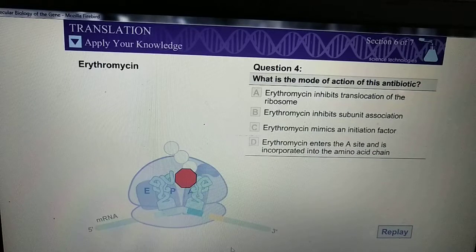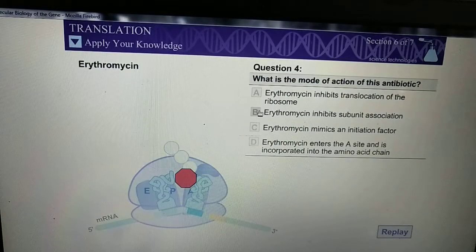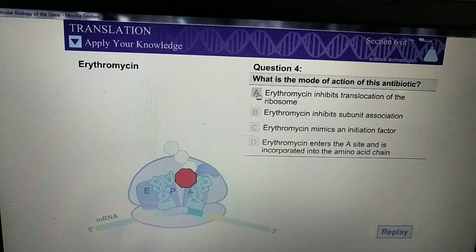Question 4. What is the mode of action of this antibiotic? Incorrect. You may want to try again. Incorrect. You may want to try again. Incorrect. You may want to try again. Correct.